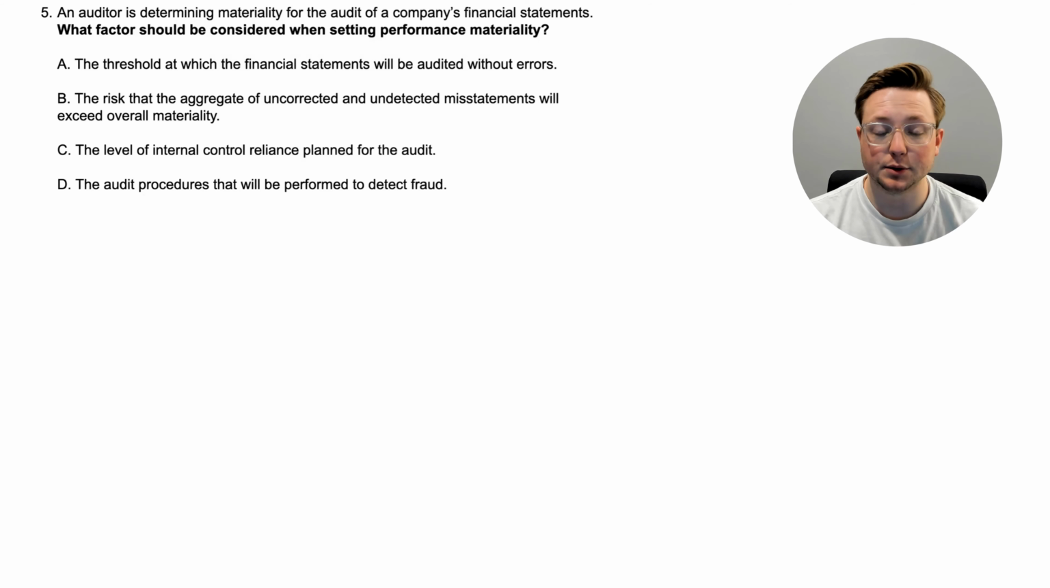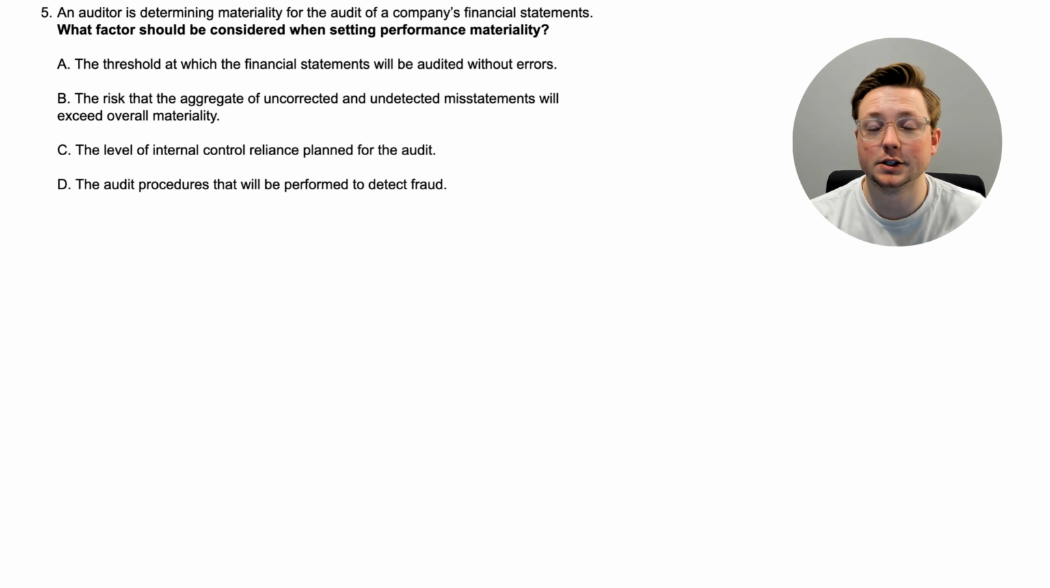Let's walk through this. Option A, the threshold at which the financial statements will be audited without errors. Option B, the risk that the aggregate of uncorrected and undetected misstatements will exceed overall materiality. Option C, the level of internal control reliance planned for the audit. Or option D, the audit procedures that will be performed to detect fraud. So again, which one of these is something you would consider when you are trying to set up performance materiality during your drafting of an engagement plan? If you don't know the answer, that's okay.